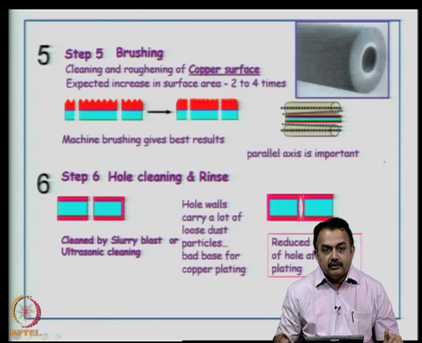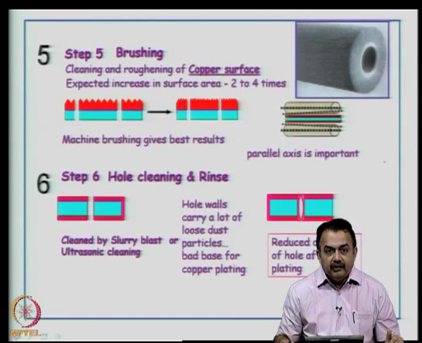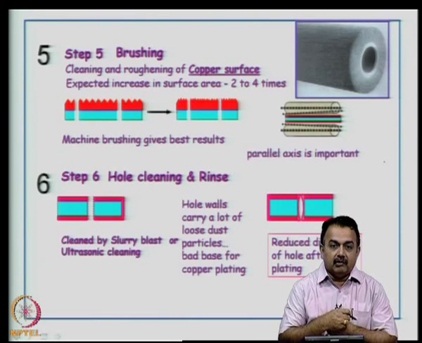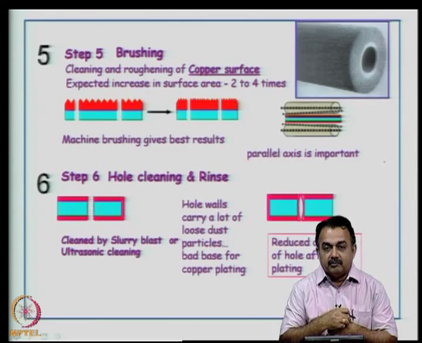The fifth step is using brushing. Here we are cleaning and roughening the copper surface and removing the copper to the extent of about 2 to 3 microns, in some cases much less.